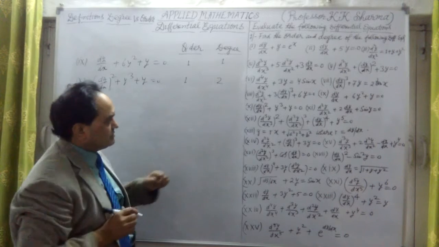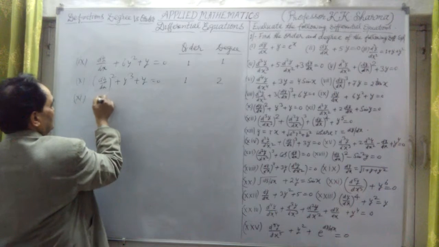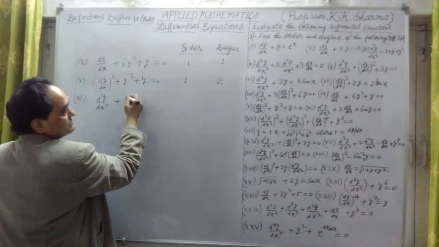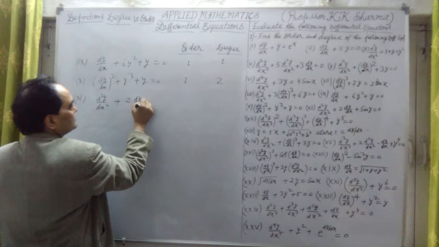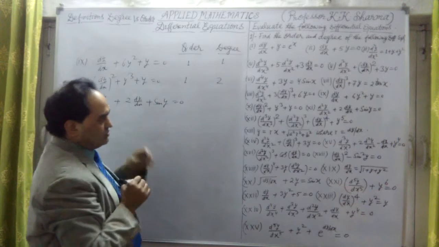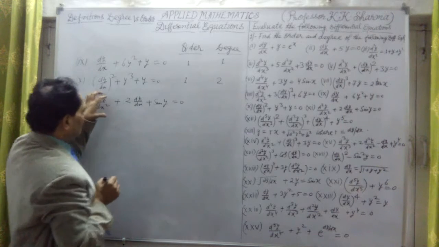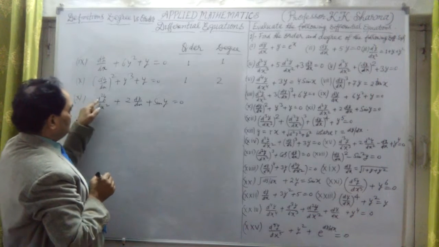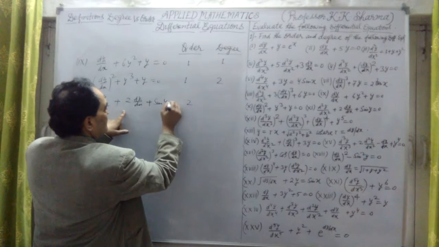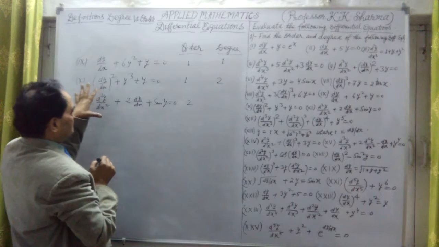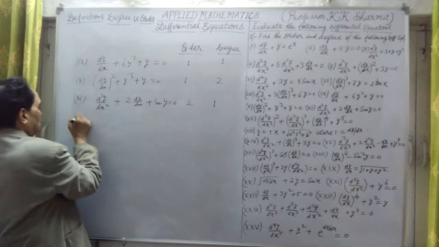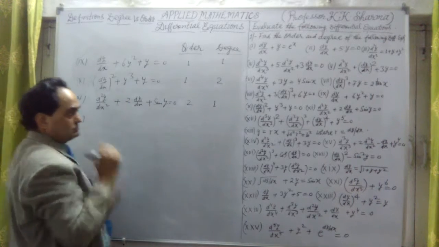11th question: d square y by dx square plus 2 into dy by dx plus sin y equal to 0. So the order is 2, because this is a second order derivative, d square by dx square. Order is 2 and the degree is 1, because this is not repeated, it is only coming one time. This is degree 1.